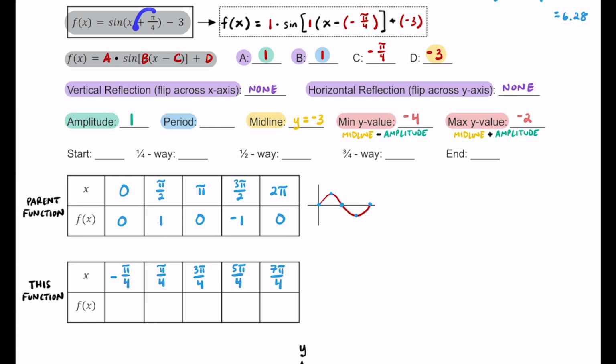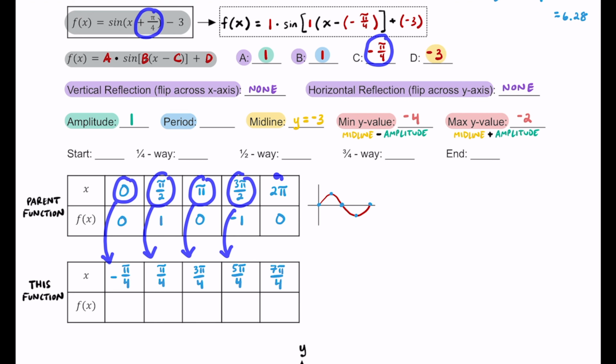So again, this plus pi over 4 lets us know that we have a c value of negative pi over 4. So each of these x values are going to be moving pi over 4 smaller or to the left. So each of these are taking away 1/4 of a pi, and that's how you get your new x values that we're going to be using for this particular problem.